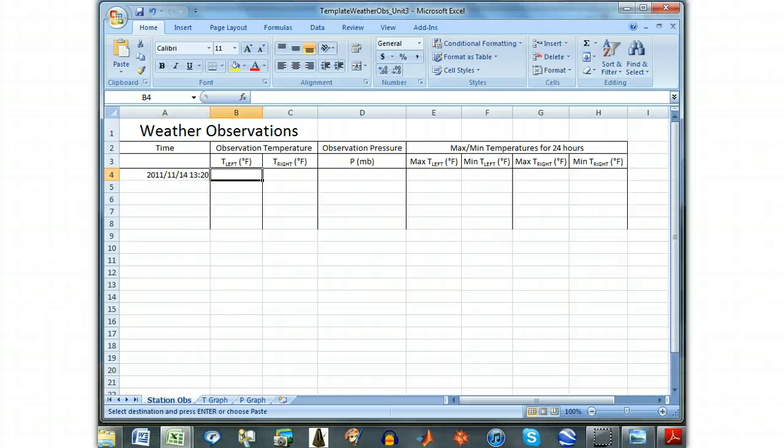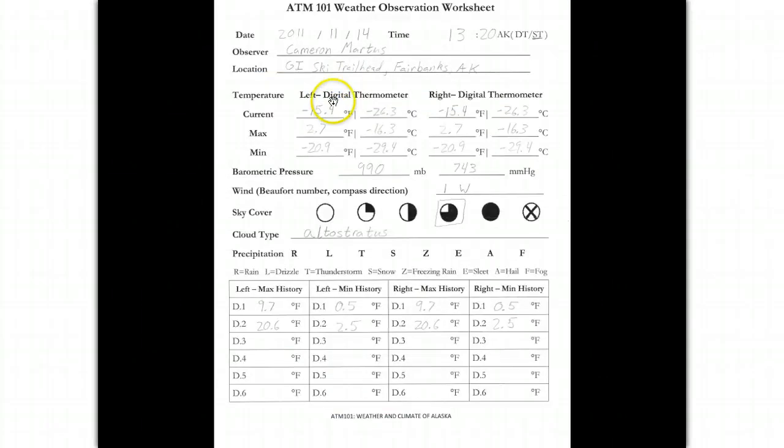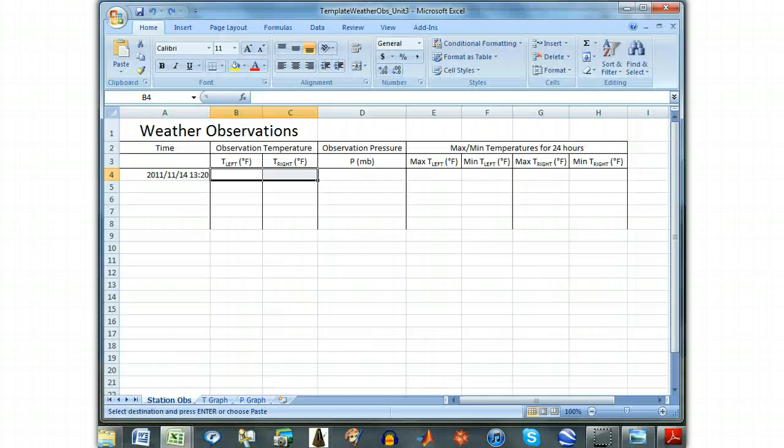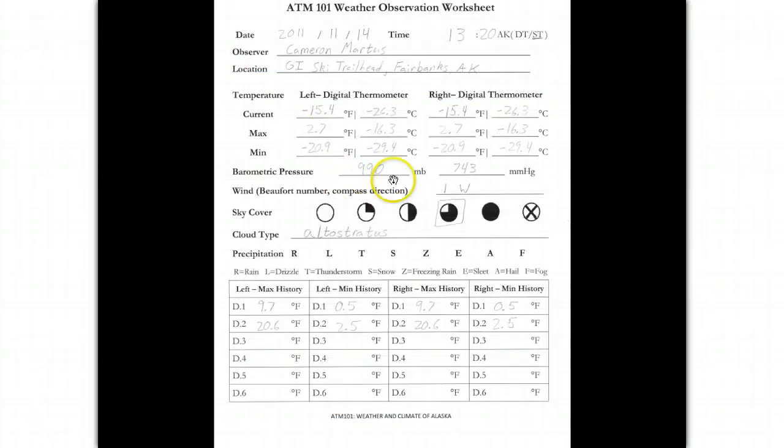We will only enter temperature measurements in degrees Fahrenheit. Type in the current temperature from both the left and right temperature probes, which should be very similar since they should both be in the air next to one another. Here are the current air temperatures in Fahrenheit on my worksheet. We will enter the pressure in millibars. Here it is on the worksheet.